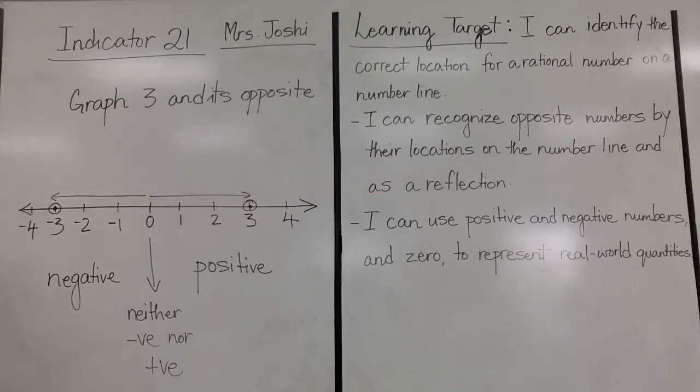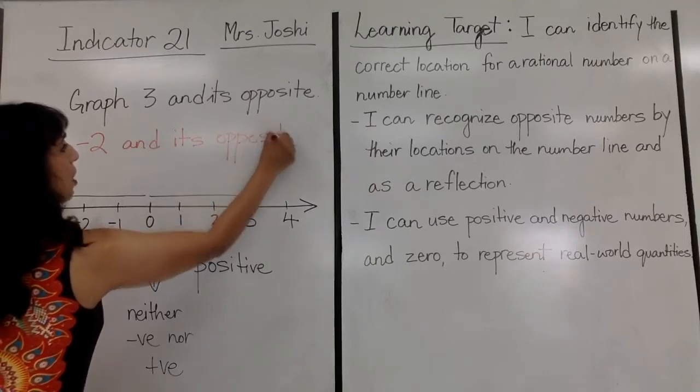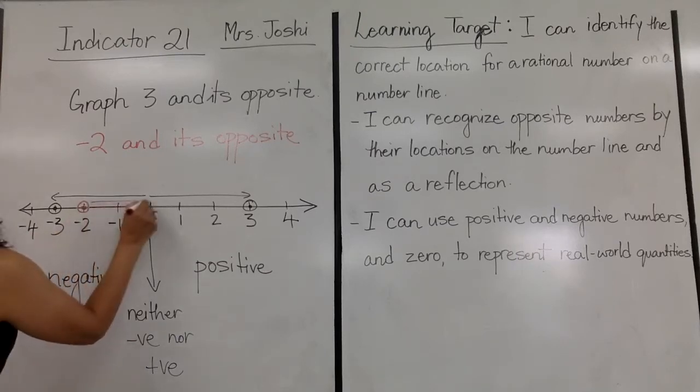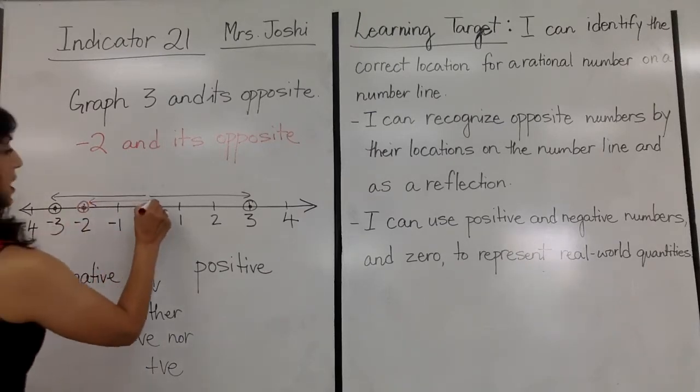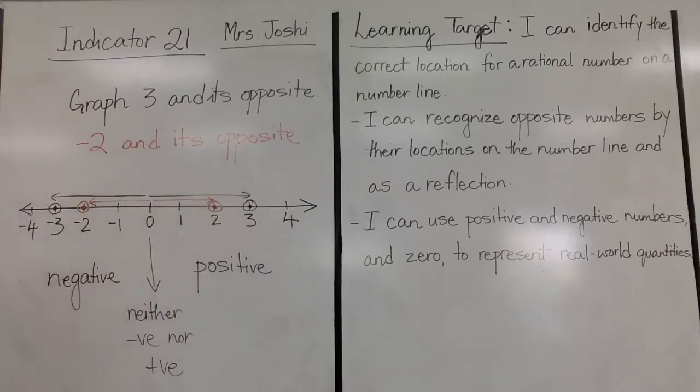Now let's say I had to graph -2 and its opposite. I'm just going to do it on the same graph so you can see. Here is -2 over here to the left of 0, because on the left of 0 are the negative numbers and to the right are the positive numbers. This is my distance from 0, so I have to look at the same distance on the other side. The opposite of -2 would be 2. So this is how we graph on a number line.